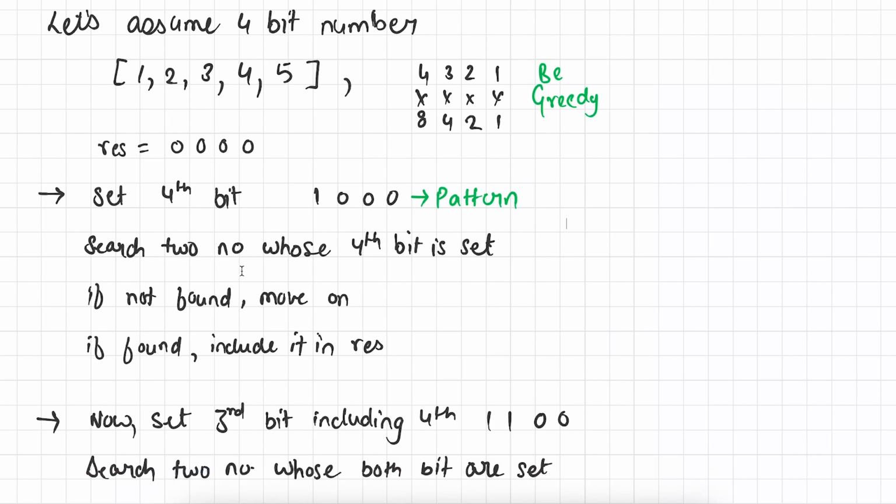Now our task is to search for two numbers whose 4th bit is set, right? Because if the 4th bit is set in both the numbers, it means that we are probably going to get a greater number if we do a bitwise AND of both the numbers. If we do not find such numbers, we simply move on to the next bit. And if we find them, then we simply include that bit in our result number.